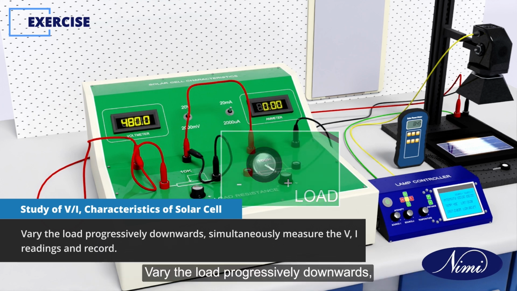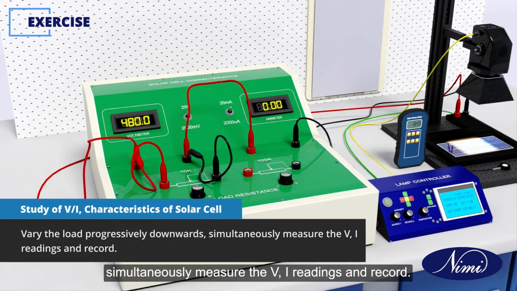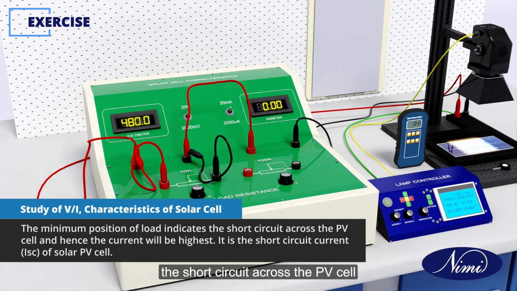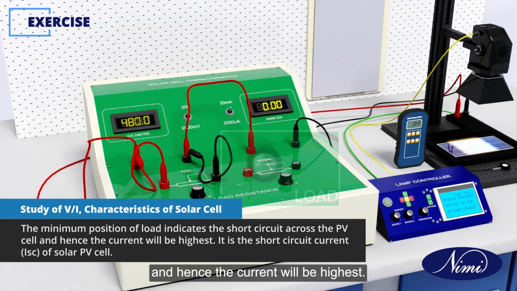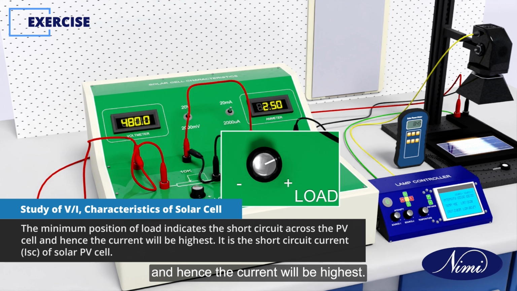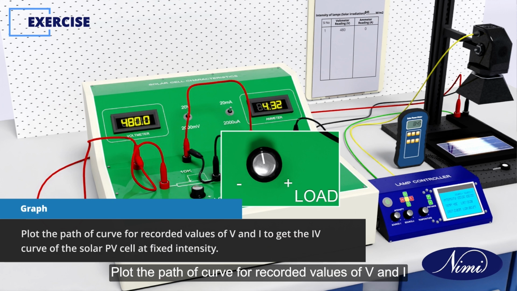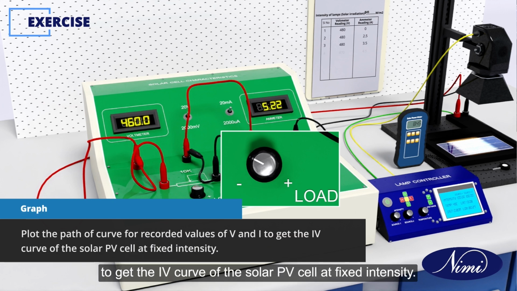Vary the load progressively downwards. Simultaneously measure the VI readings and record. The minimum position of load indicates the short circuit across the PV cell and hence the current will be highest. It is the short circuit current of the solar PV cell. Plot the path of the curve for the recorded values of V and I to get the IV curve of the solar PV cell at fixed intensity.